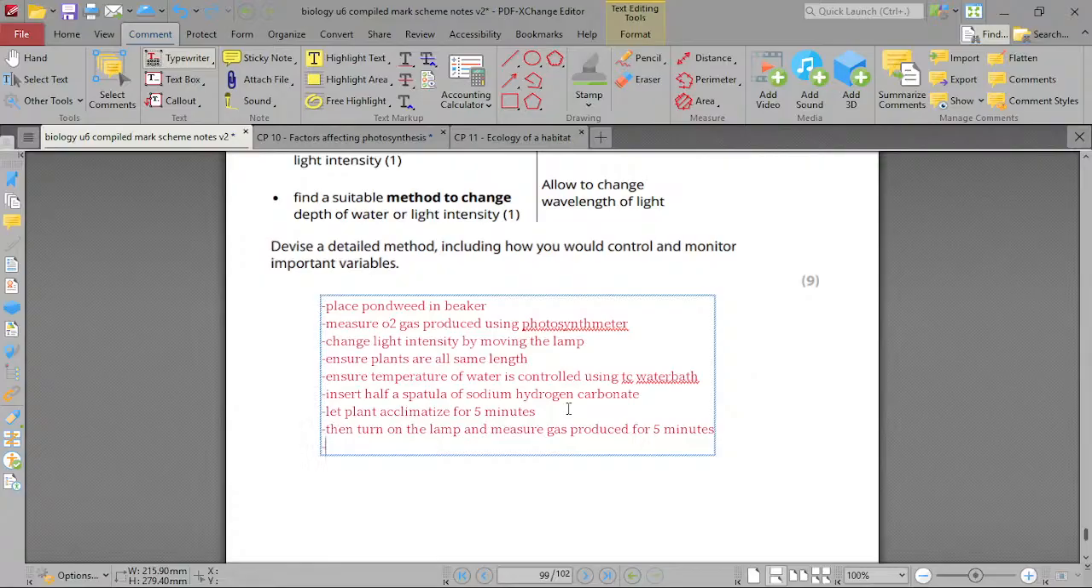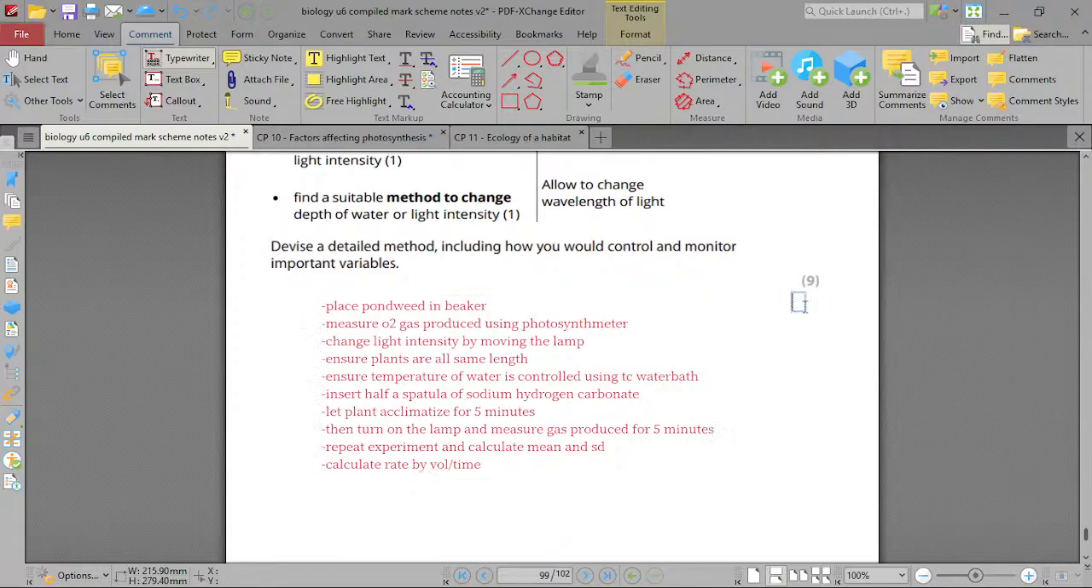What else? I mean, just repeat the experiment and calculate the mean and SD. Sure, yeah. Calculate rate by volume divided by time. Okay, I think that's fine.